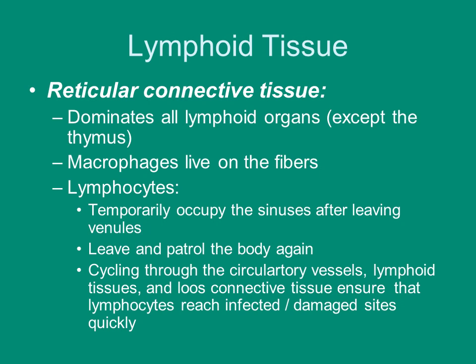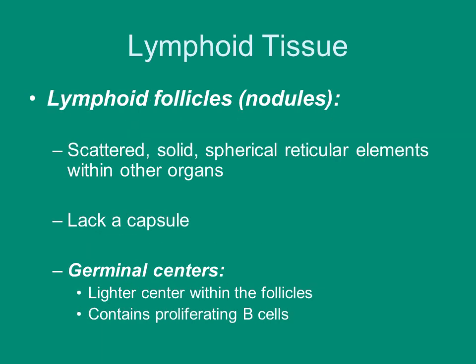The reticular connective tissue does dominate most of all the lymphoid organs except in the thymus. So like I said, those macrophages live there and the lymphocytes are also going to be there. Now some of the lymphocytes will eventually leave and kind of go on patrol throughout the body. The lymphoid follicles or nodules are scattered throughout other organs. They don't have a capsule. They are associated with other organs, as I said.